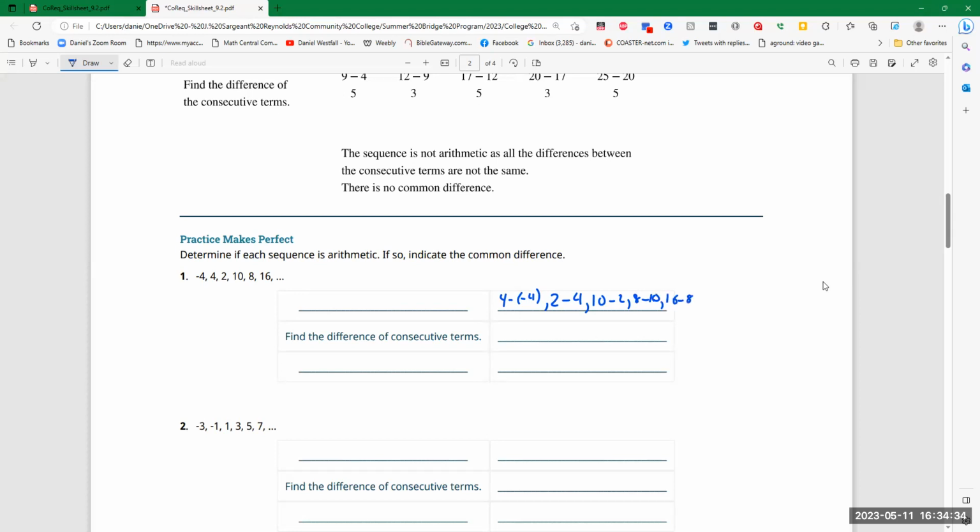4 minus a negative 4 is 4 plus 4 is 8. 2 minus 4 is a negative 2. We get an 8, then we get a negative 2 again, then we get an 8 again, and we assume that that pattern continues, but this is not arithmetic, because there is no common difference.